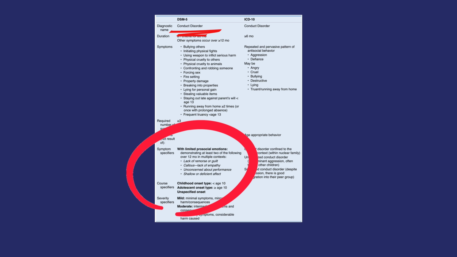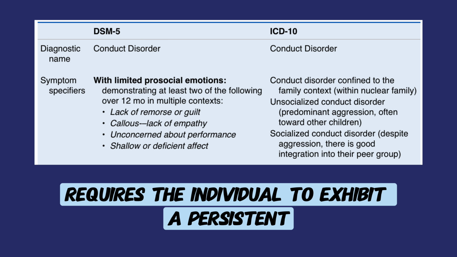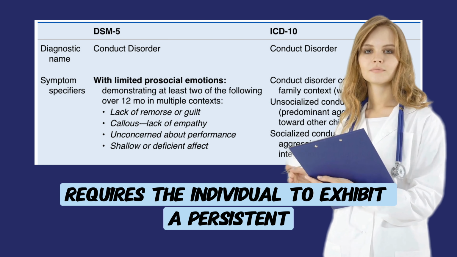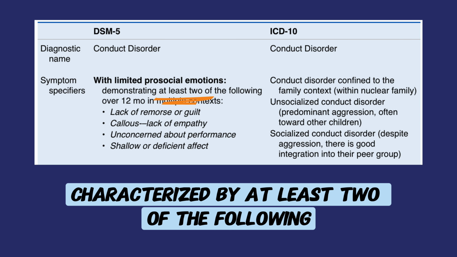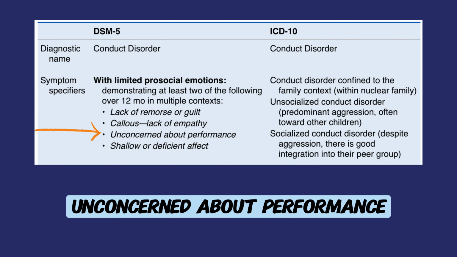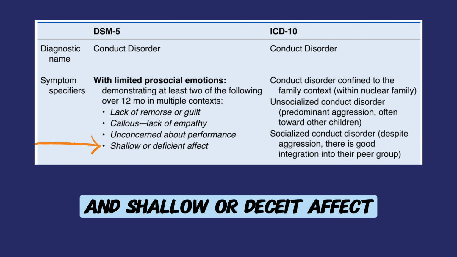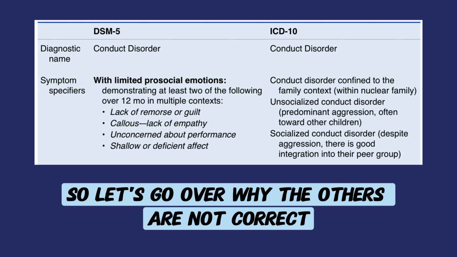The specifier with limited prosocial emotions in conduct disorder, as defined by DSM-5, requires the individual to exhibit a persistent interpersonal and emotional pattern characterized by at least two of the following: lack of remorse or guilt, callous lack of empathy, unconcern about performance, and shallow or deficient affect. So let's go over why the others are not correct.